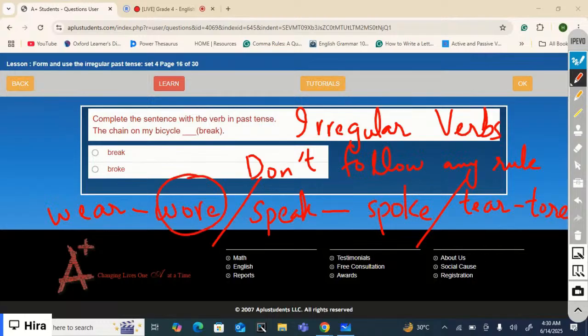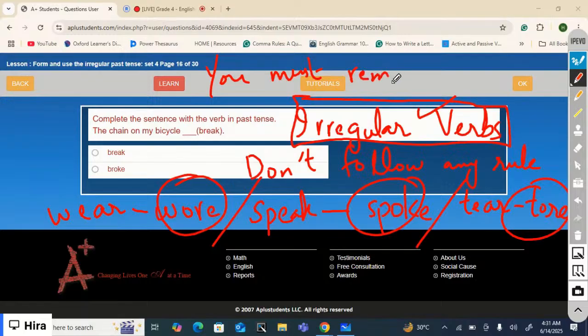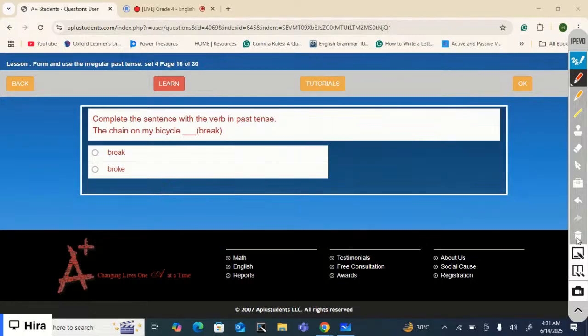Now, wore, spoke, tore, these are the irregular past tense verbs. So, they don't follow any rule. So, you must remember them. And some of you have remembered them. Very good. So, let's continue the test.